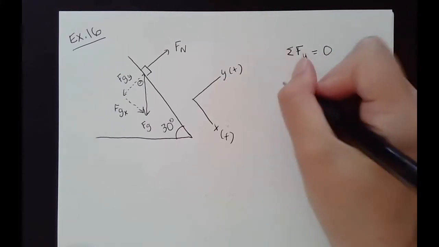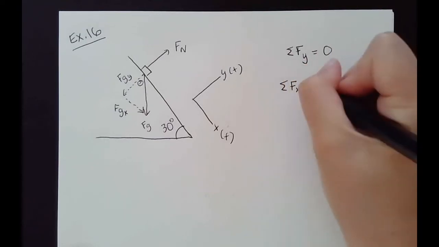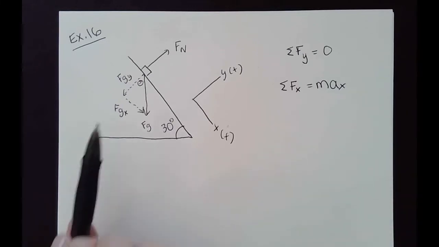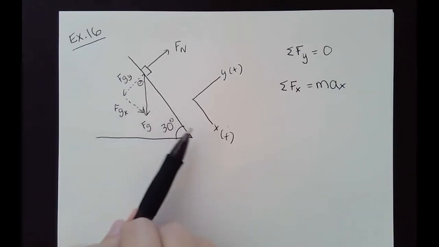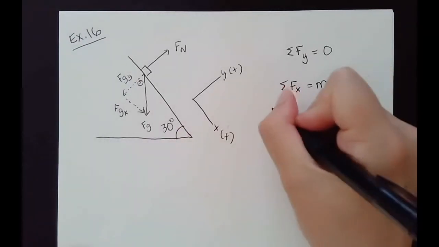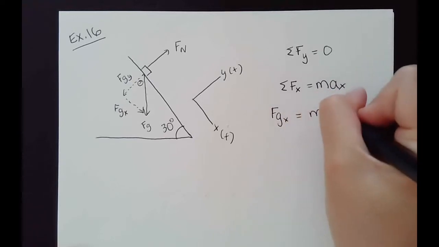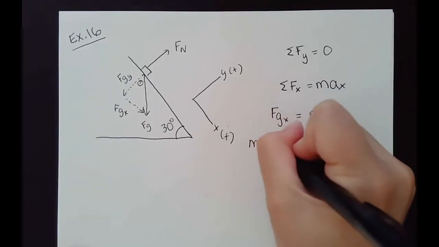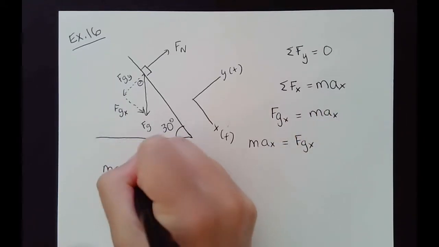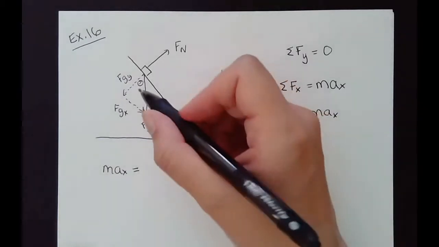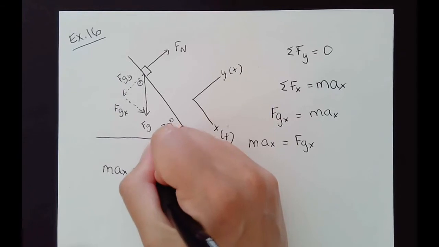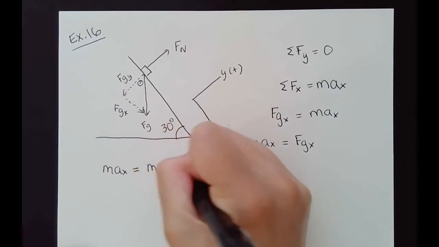However, it does accelerate down the incline, so the net force in the x direction is equal to max. Notice that there's only one component here of a force that's in this x direction. It's just this x component of gravity. So we'll have Fgx equals max. I'm going to switch sides. So max equals Fgx, remember it's opposite to the angle here, so this is going to be sine. So it's going to be Fg, which is mg sine theta.